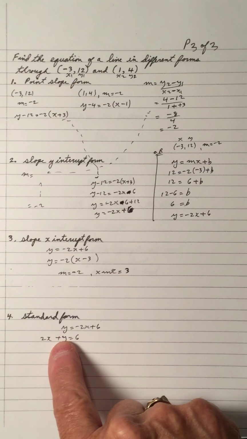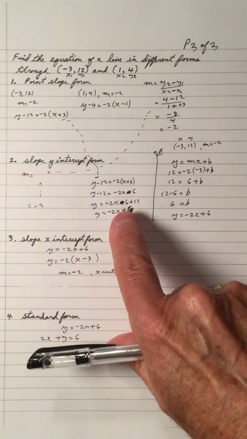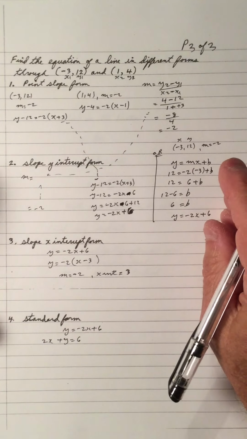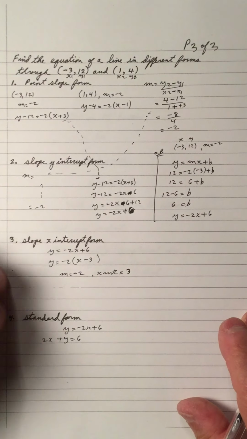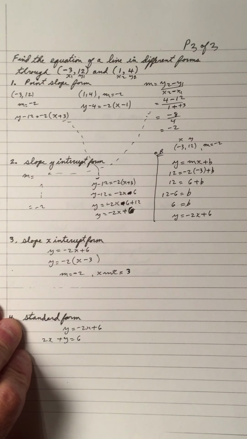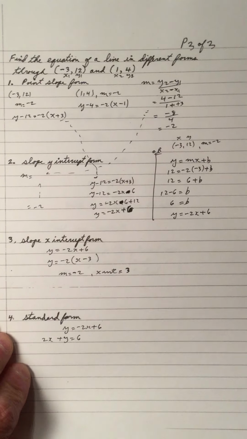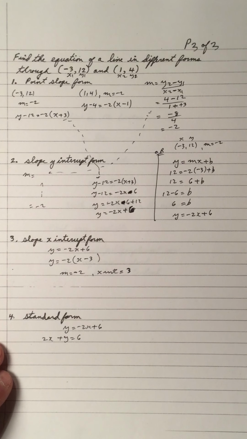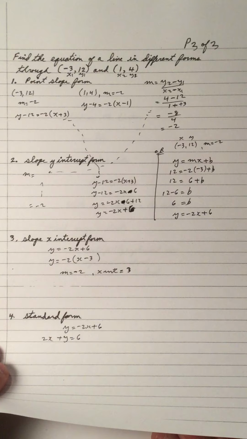So you can get the standard form from this form, from this form, or from this form, after you get one of those forms. So that's changing to different forms when you pass through 2 points. But you got to get your slope first when you have 2 points to get the equation of a line. You got to have your slope to get the equation of a line.